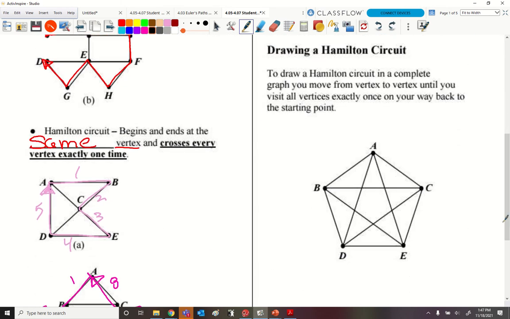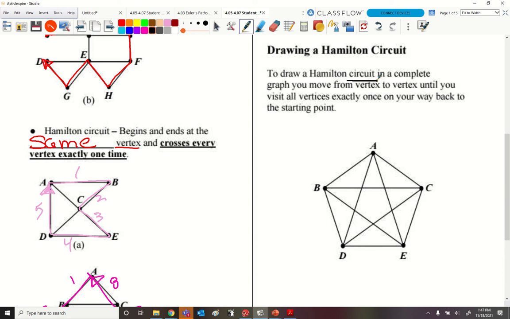All right. So, drawing a Hamilton circuit. Now, the word circuit means it completes and goes back to the beginning. To draw one, graph your move first from vertex to vertex until you visit all vertices exactly once on your way back to the starting point. So this one right here, it is possible to go back through it.